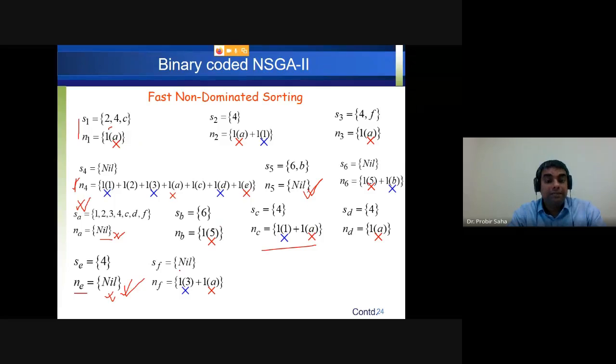So now see, after deleting NB, that has no domination count. The domination count has become 0. That means there is no other solution which can dominate. So after solution 5, that is the best one, so I can put it in the rank 2 solution. So this way, your algorithm has to be written in such a way that it will continue to do that, and finally it will find a 0 domination count, and as per that, it will rank them.